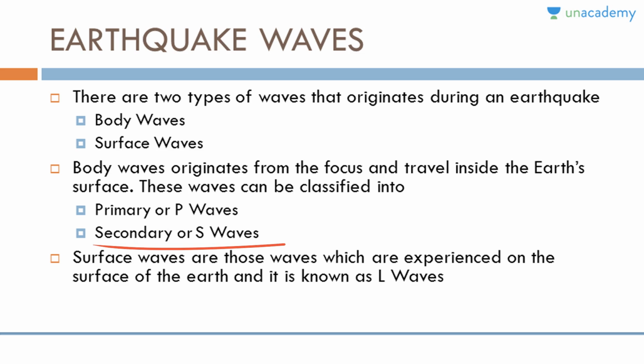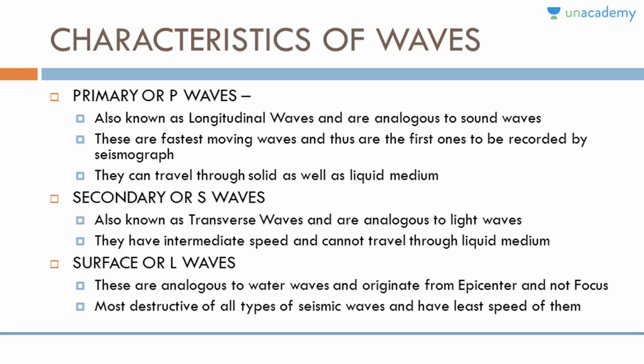Then we have surface waves, which are those waves which are experienced only on the surface of the earth, and it is only of one type, that is L wave. So there are in total three types of waves, that is P waves, S waves and L waves. These waves are different in their characteristics.